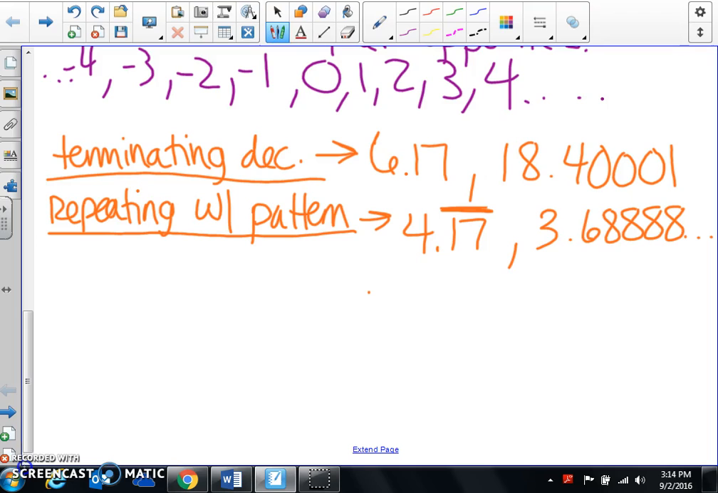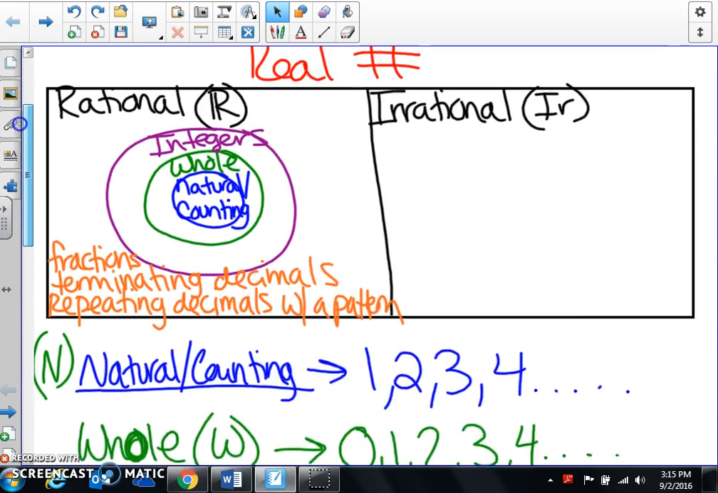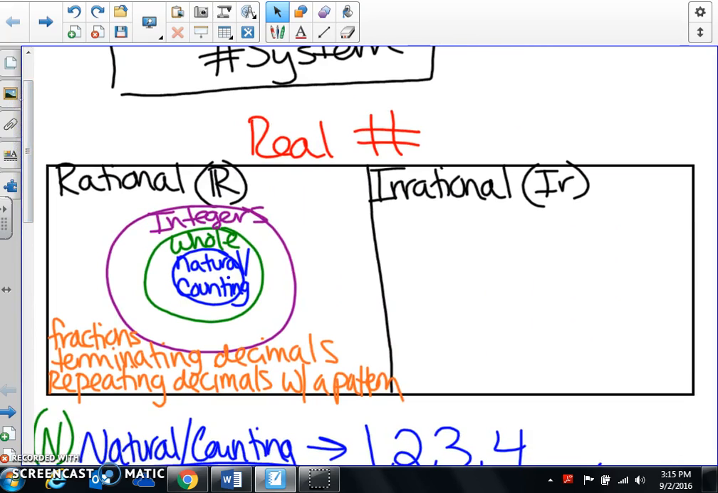It could be negative 6.798, 798, 798, right? We know that the next number after that is going to be 7, then it's going to be a 9, then it's going to be an 8. So those are repeating. And all of these numbers that I have given you so far are rational numbers, okay? These are all rational.